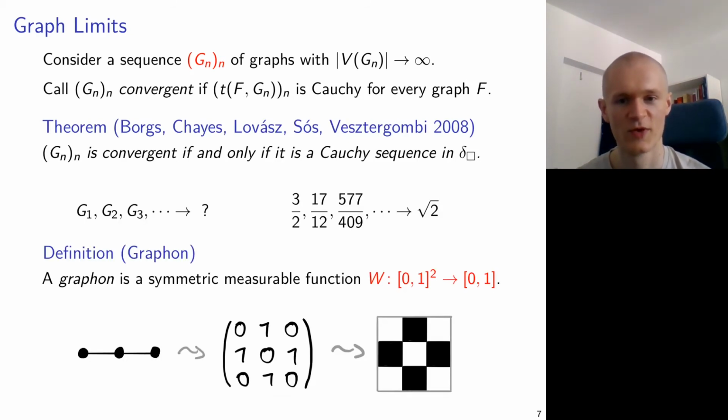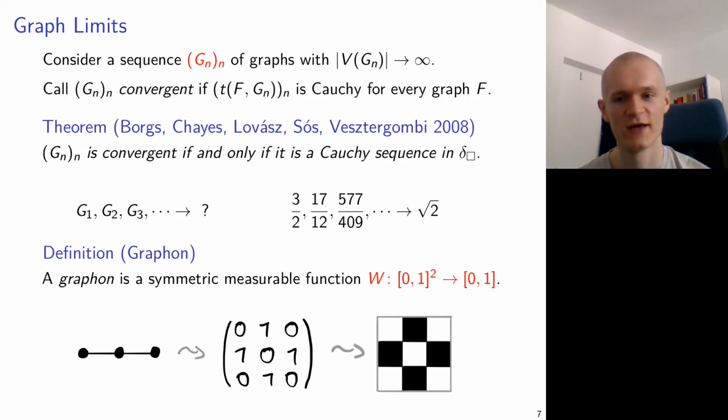However, what's still missing is that if you have a sequence of graphs, the limit object might not be a graph. So think of it as if you have a sequence of rational numbers, the limit might be an irrational number, like square root of 2.